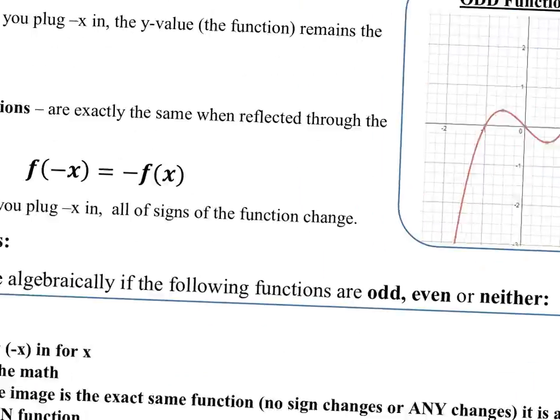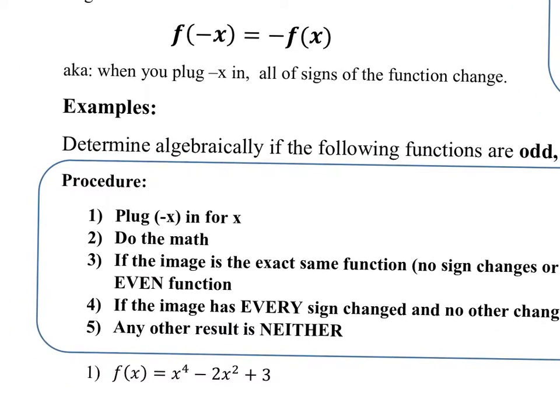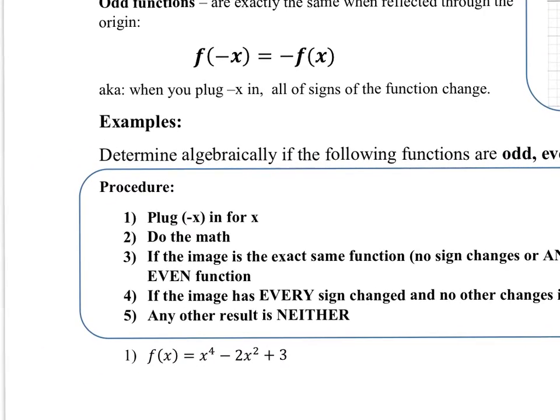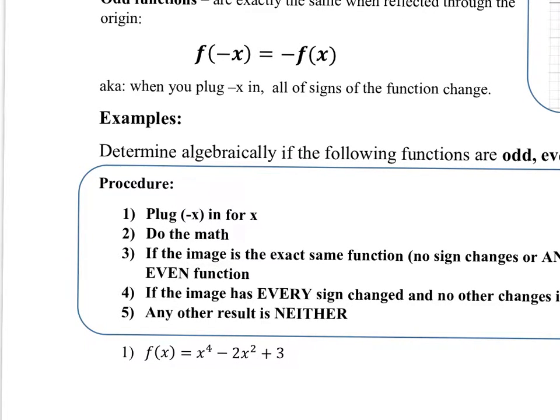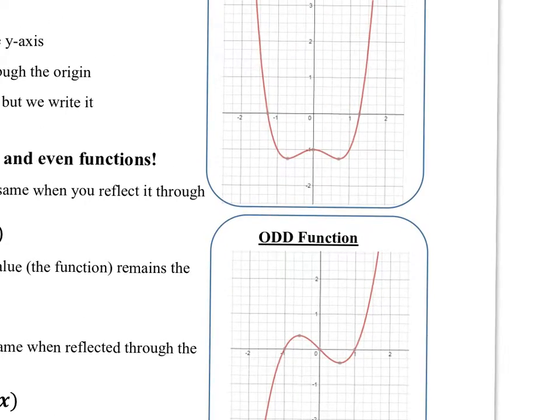The way that we do this algebraically is we use the fact that if we plug in a negative x in place of x, and it's symmetric about the y-axis, then if I put in a 1, this point is there. If I put in a negative 1, that point is there. The y is exactly the same. That shows symmetry for the y-axis.